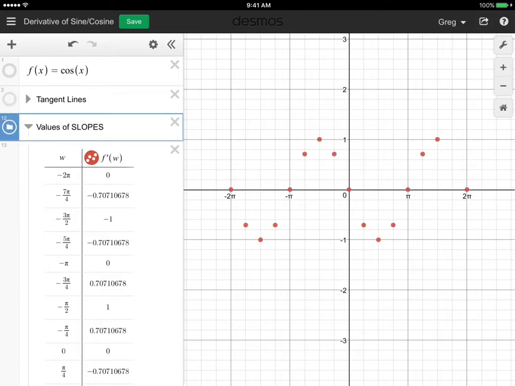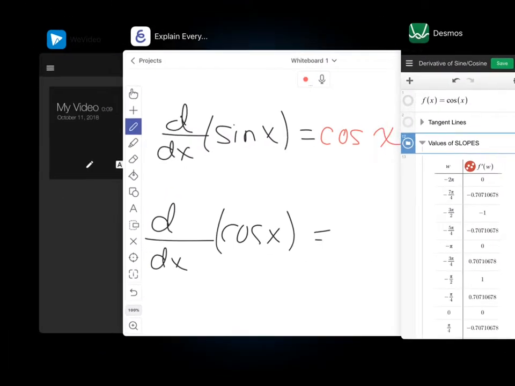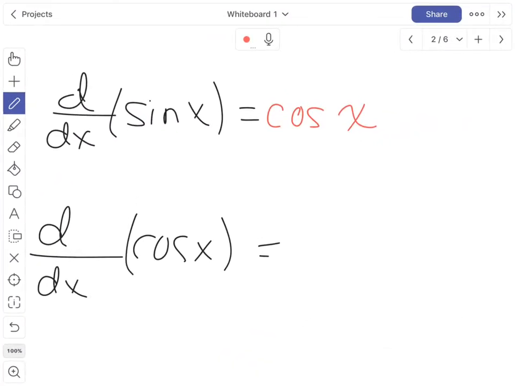If I plot the values of those slopes, we can see this very recognizable shape. It definitely looks like a sine graph. It starts at 0, 0, and it ends at 2 pi. The only thing is that this sine function decreases first rather than increases. So we can clearly see from this that the derivative of cosine will end up being the opposite of sine.